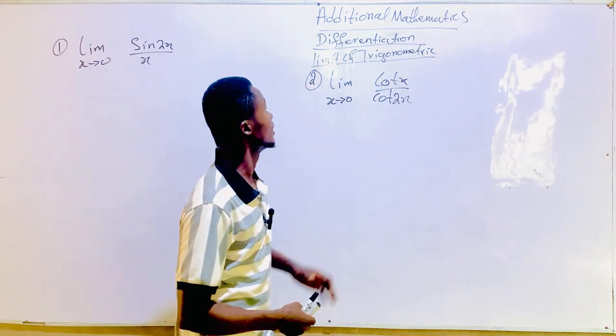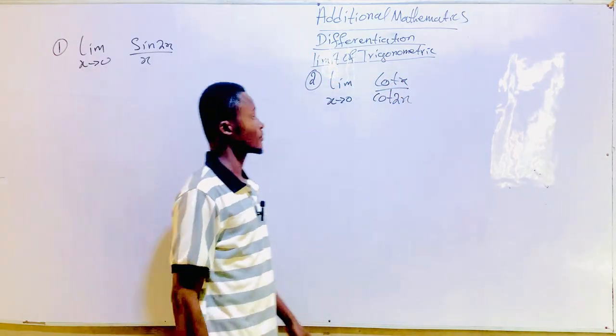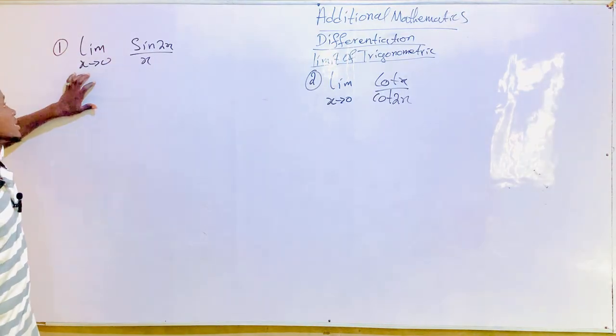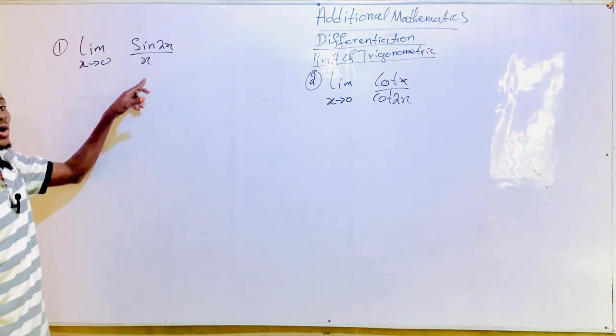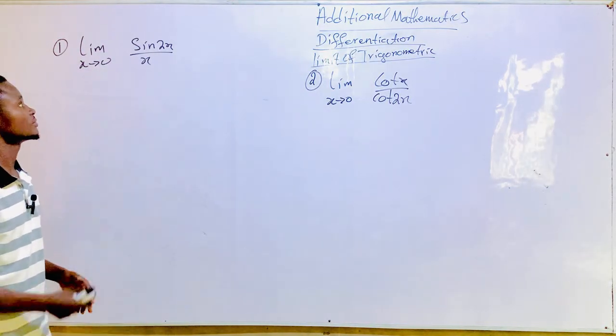We are still on differentiation. We are looking at the limit of trigonometry. Now let's take a look at an example over here. They say find the limit as x approaches 0 of sine 2x all over x. So let's see how it is being done.